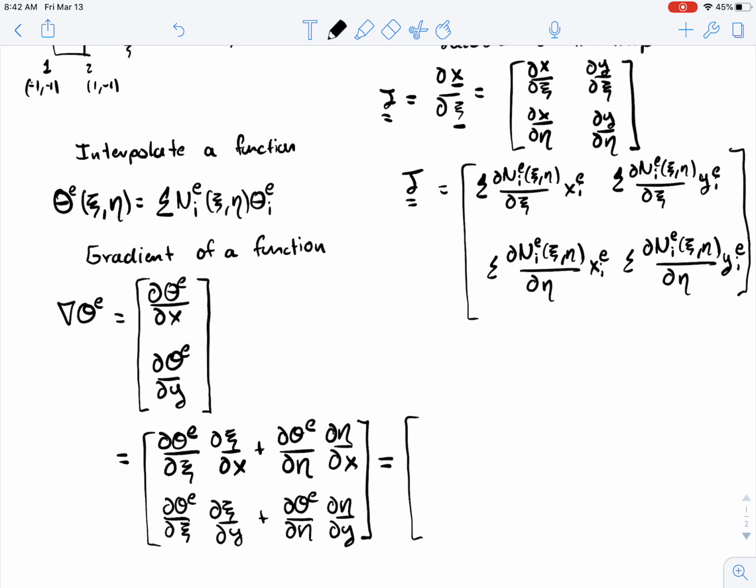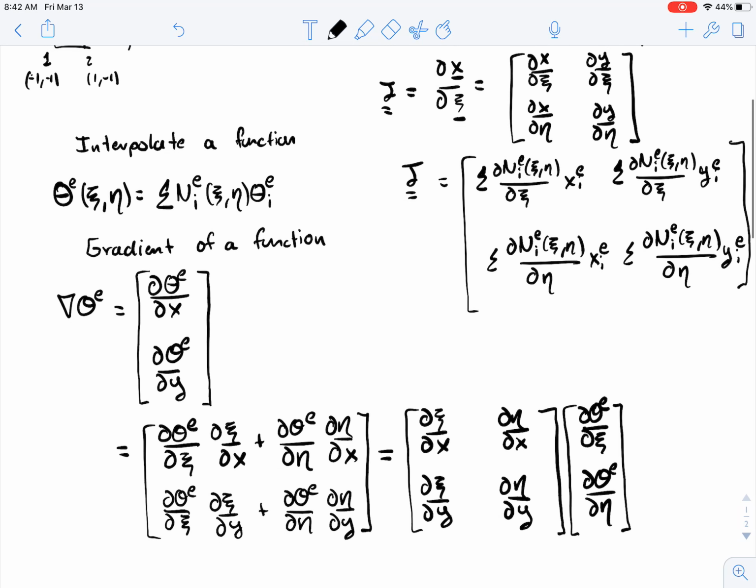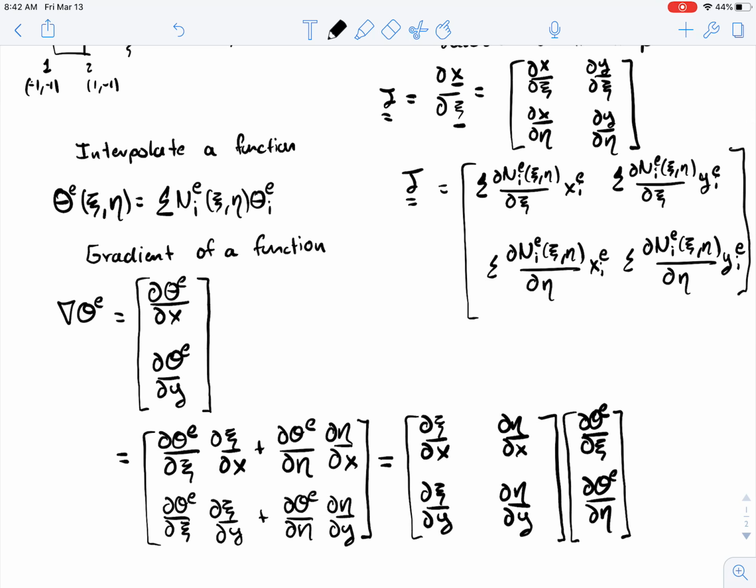So I'm gonna do this as a matrix vector multiplication. Here you can see that I'm gonna end up with partial theta, partial xi, partial theta, partial eta. And here I'm gonna end up with partial xi, partial x, partial eta, partial x, partial xi, partial y, partial eta, partial y. Just rearranged it a little bit. And so now the question is, how do I calculate these two things?